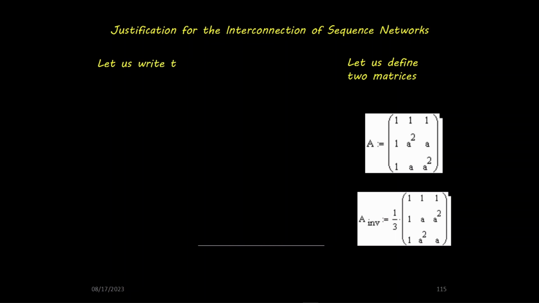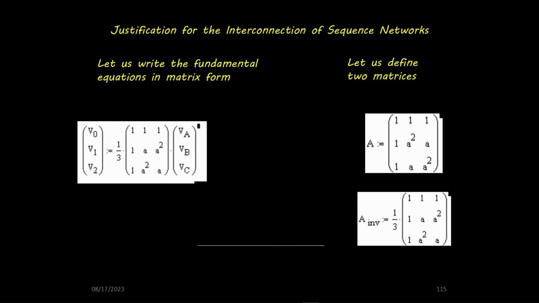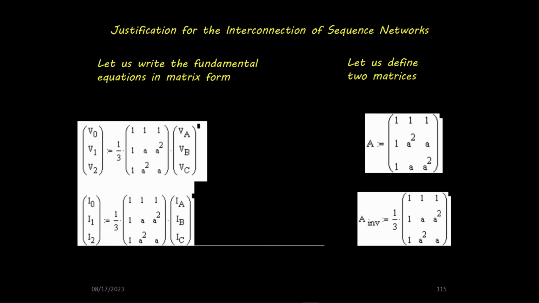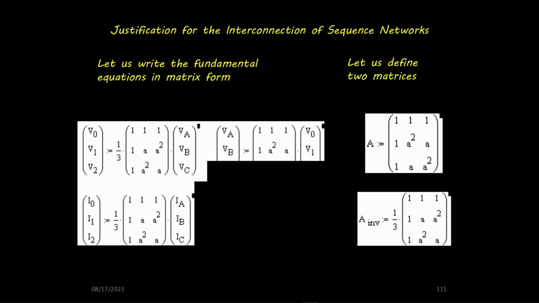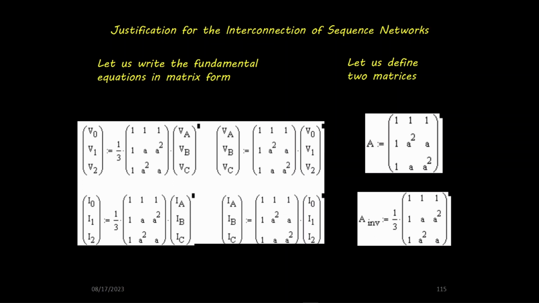Let us write the fundamental equations in matrix form. The sequence variables are equal to A inverse times the phase variables. The phase variables are equal to A times the sequence variables. These are the calculations of the matrices we will need shortly.